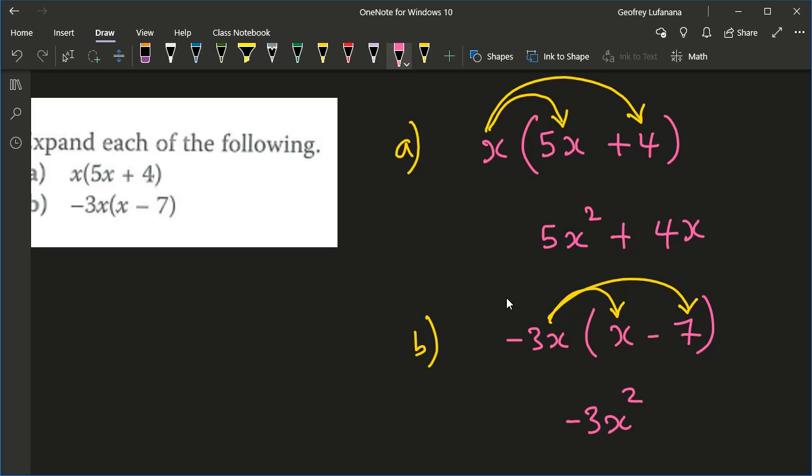Then I have a negative 3x times 7. So I have a negative 3 times negative 7, which is a positive. That's why I'm writing a plus 21x. So what do we need to remember? Whatever is outside the bracket multiplies what's inside the bracket.